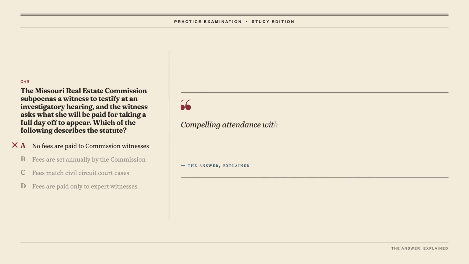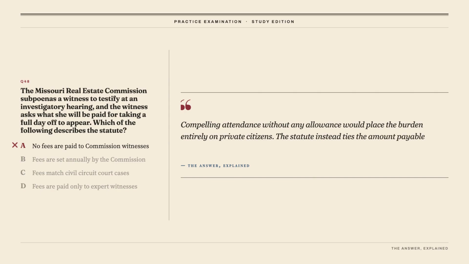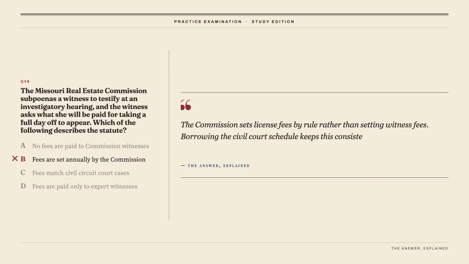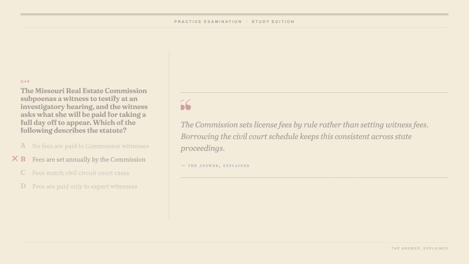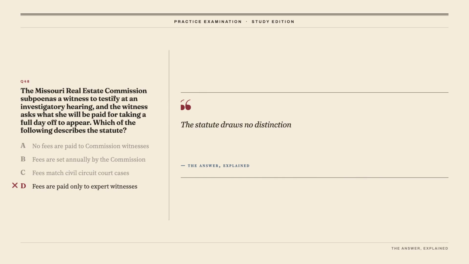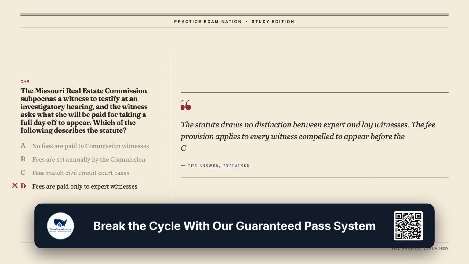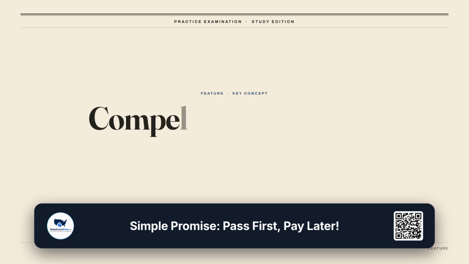A is wrong because compelling attendance without any allowance would place the burden entirely on private citizens. The statute instead ties the amount payable to a fee schedule that already exists for civil cases. B is wrong because the Commission sets license fees by rule rather than setting witness fees. Borrowing the civil court schedule keeps this consistent across state proceedings. D is wrong because the statute draws no distinction between expert and lay witnesses. The fee provision applies to every witness compelled to appear before the Commission, whatever her role.